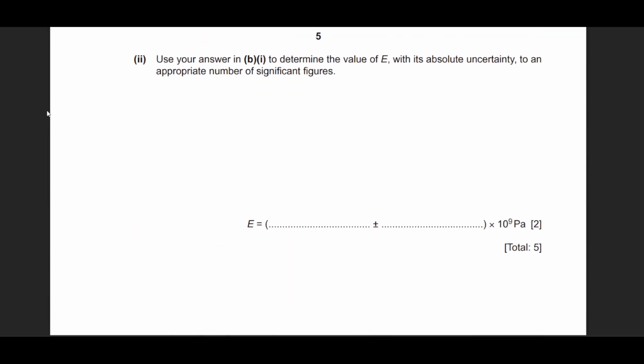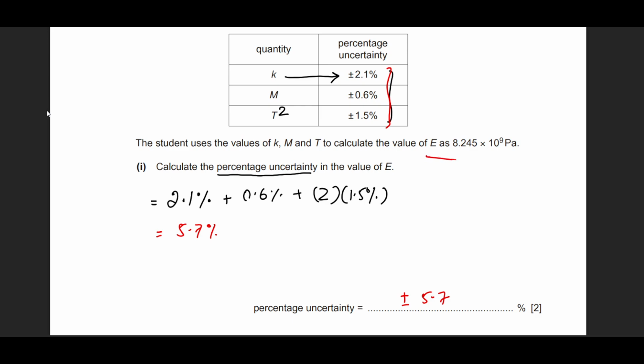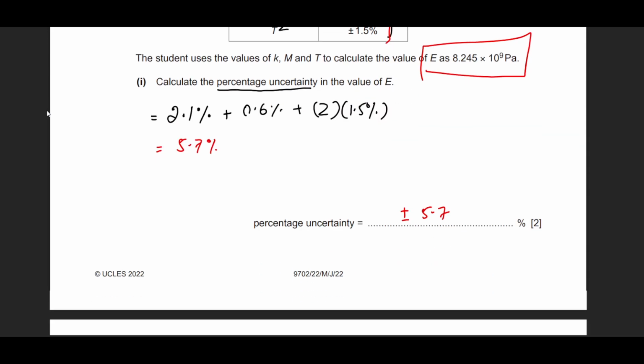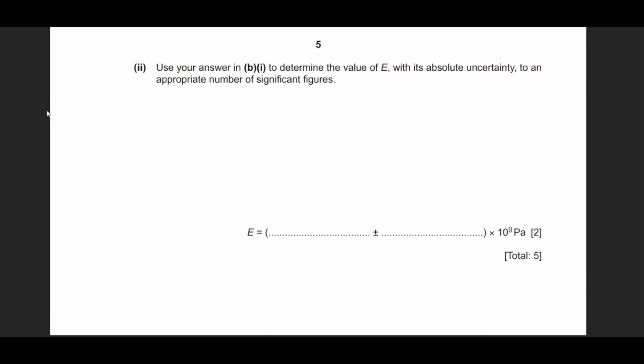Okay, then he says to calculate the absolute uncertainty as usual, right? How would you do that? Because he has given you the value of E over here. He says that the calculated E is actually this one, when K, M, and D are going to be put in. So how to determine the absolute uncertainty? Simply multiply the percentage uncertainty with the calculated value that you already have.